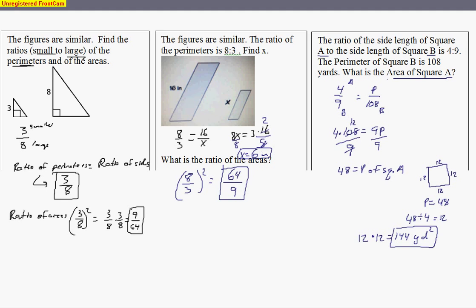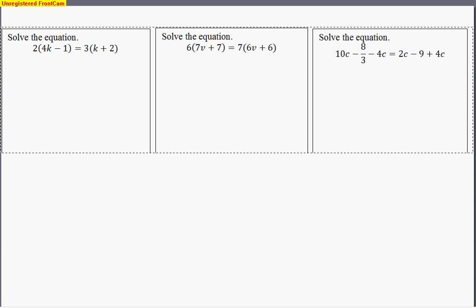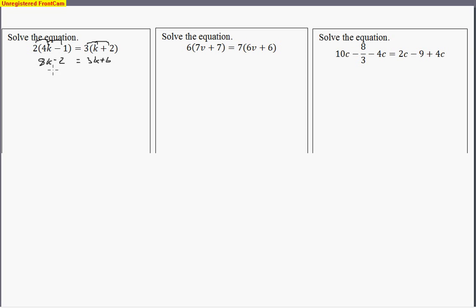So let's take a look at another problem, and it was solve the equation. Let's take a look at using that distributive property. So I end up with 8k minus 2 equals 3k plus 6. I've got to use that distributive property first and then get the k's over to one side. So I'll subtract the 3k from both sides. That leaves me with 5k minus 2 equals 6. I'll add the 2 to both sides, and that gives me 5k equals 8. Divide by 5, and that's as far as I can take it. It's 8/5. I could also write that as 1 3/5 or 1.6.